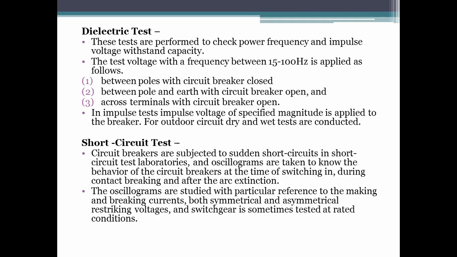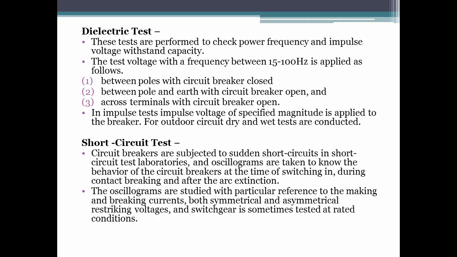Then between pole and earth with the circuit breaker open. Means any pole and earth, when the circuit breaker contacts are open, then across terminals with the circuit breaker open, or when the circuit breaker is open, across the two terminals directly also, we can give the test voltage. An impulse voltage of specified magnitude is applied to the breaker, and for outdoor circuit breakers, dry and wet tests are conducted.